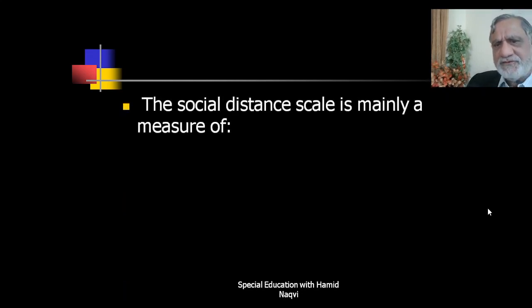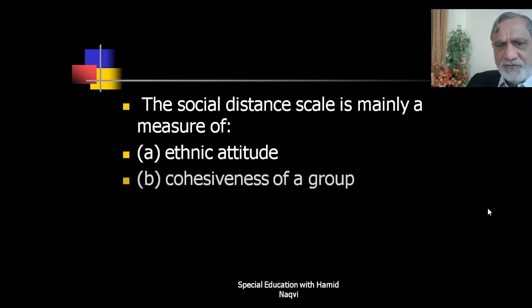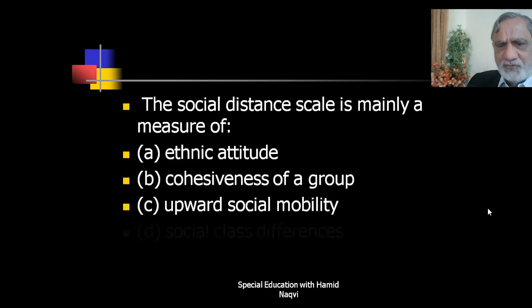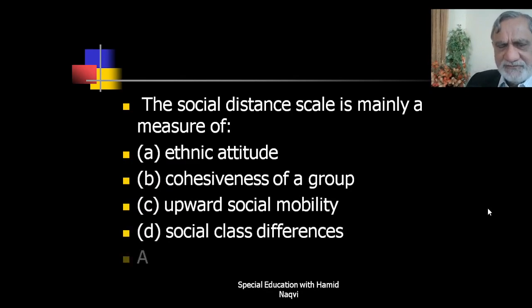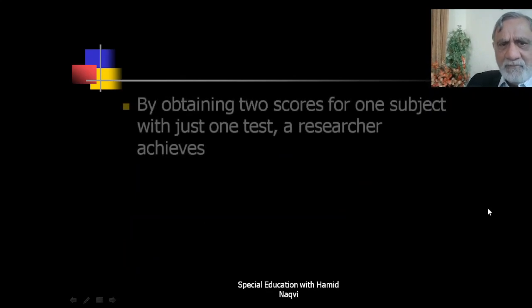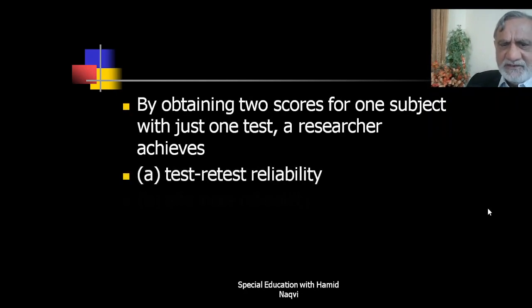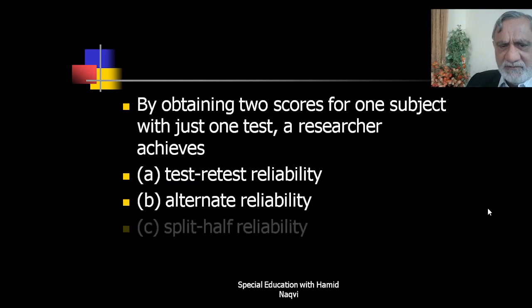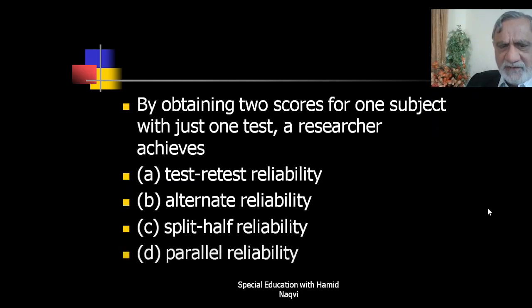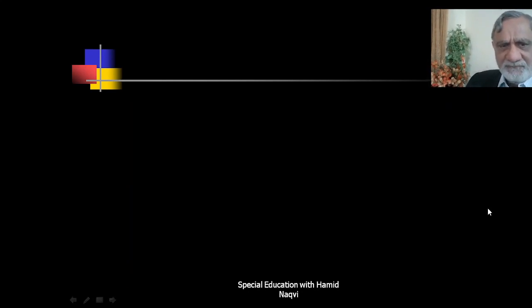The social distance scale is mainly a measure of ethnic attitude, cohesiveness of a group, upward social mobility, or social class difference. Correct is the first one, that is ethnic attitude. By obtaining two scores for one subject with just one test, a researcher achieves test-retest reliability, alternate reliability, split half reliability, or parallel reliability. The correct one is the third one, that is split half reliability.